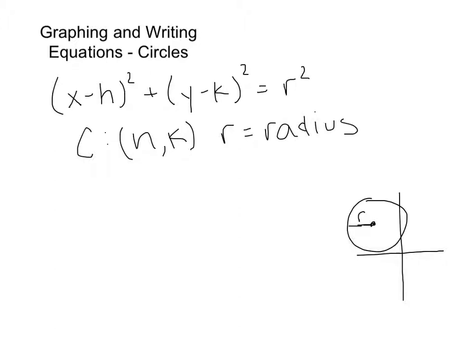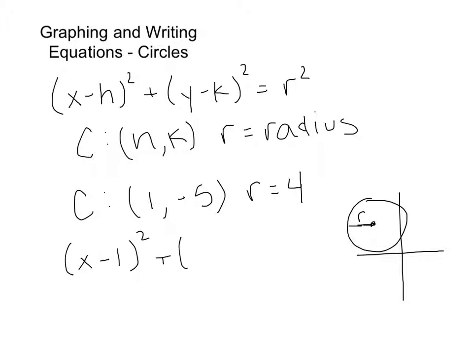So for example, let's say we had a circle where the center was (1, -5), and we knew that the radius was 4. We could write the equation for this. It would be (x minus h, which is -1) squared, plus (y minus k, so that would be y plus 5) squared, equals r squared, which is 16.